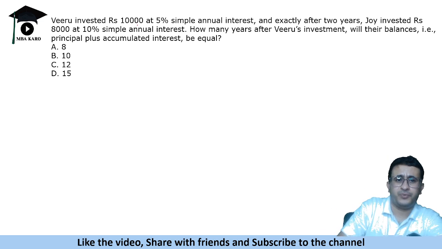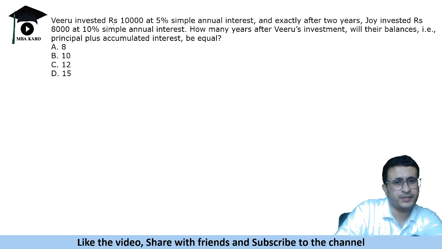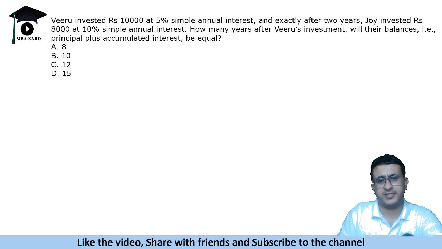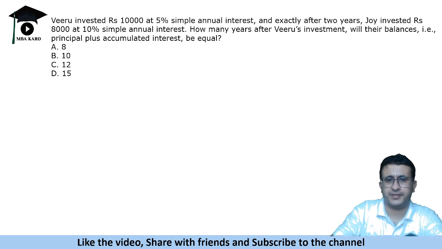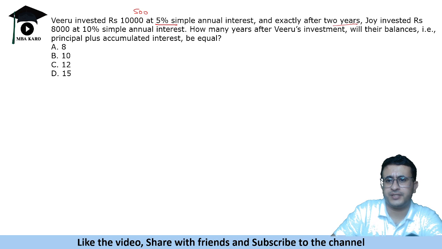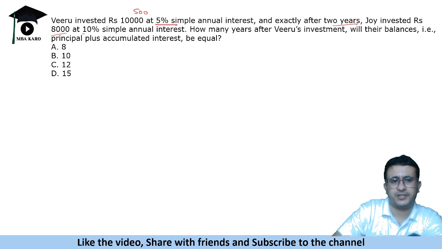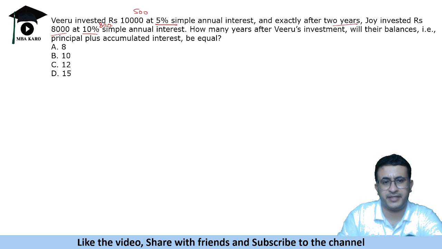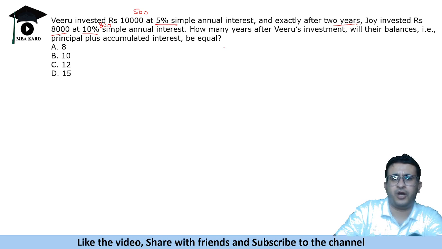So Viru invested 10,000 at 5% annual interest. So that means he gets 5% annual interest, that is 500 rupees per year. Okay, and exactly after 2 years Joy invested 8,000 at 10% simple annual interest. He gets an annual interest of 800. Okay. How many years after Viru's investment? Okay, so we have to find it after Viru's investment.